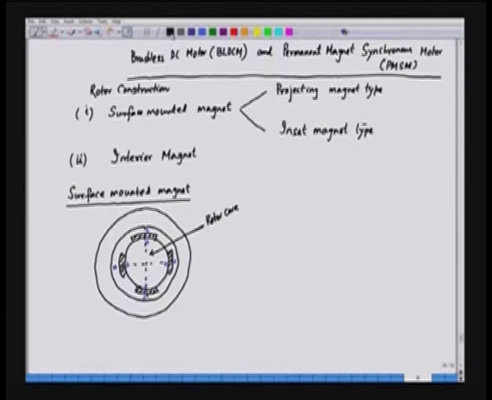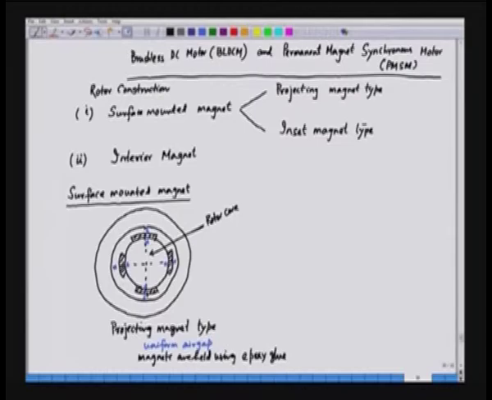So, this is the projecting magnet type. The characteristic of this is a uniform air gap, and the magnets are held using epoxy glue, so it is not very robust.